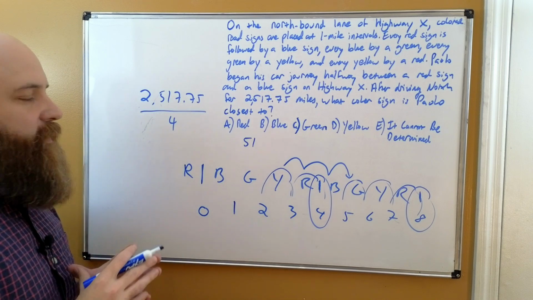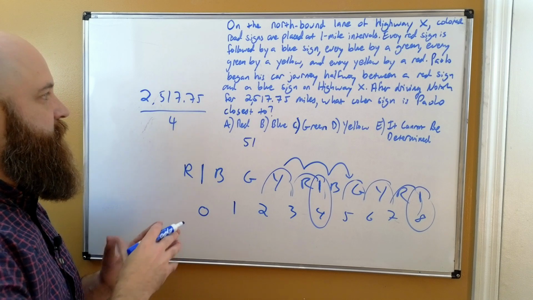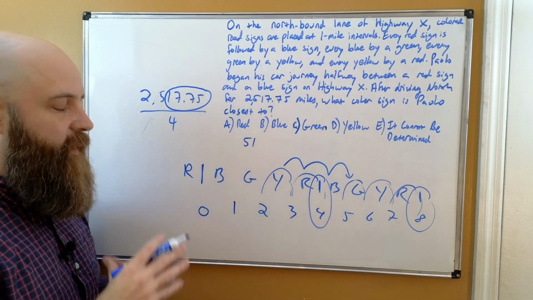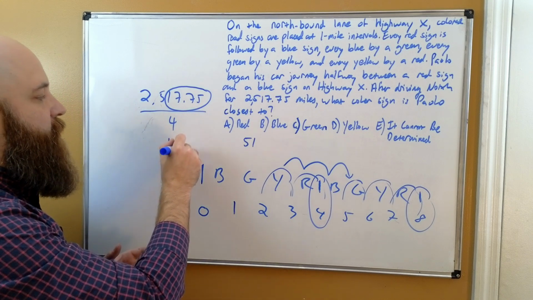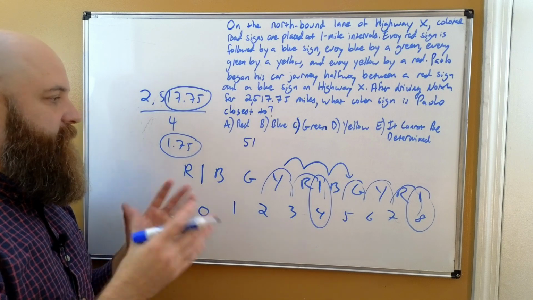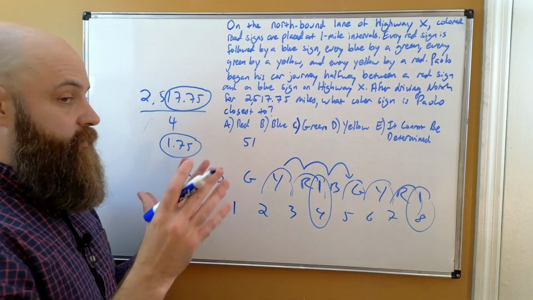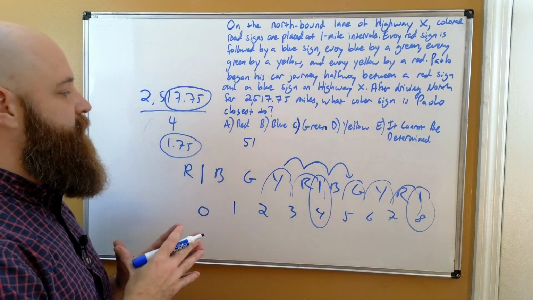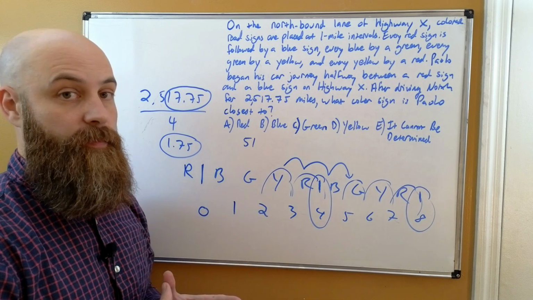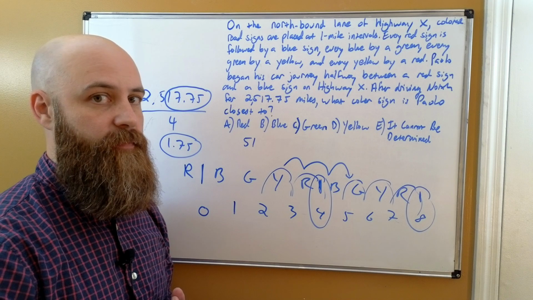So I know 4 goes into 1,000, so it should go into 2,000 evenly. 4 goes into 100, so it should go into 500 evenly. So really the question is, what's the remainder when 17.75 is divided by 4? That's a lot easier. That's going to be 1.75, right? Because 4 goes into 16, and then another 1.75 to get to 17.75. So the remainder is 1.75, and that tells me I'm going 1.75 past a multiple of 4. In other words, 1.75 past halfway between red and blue.